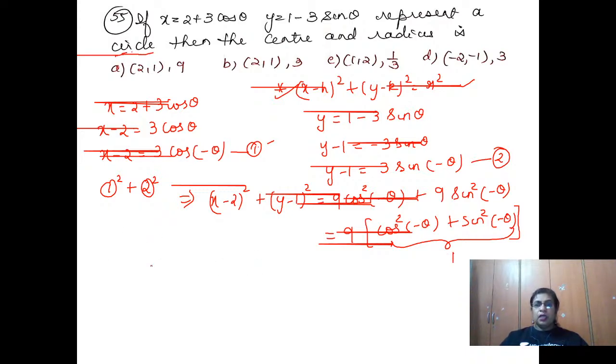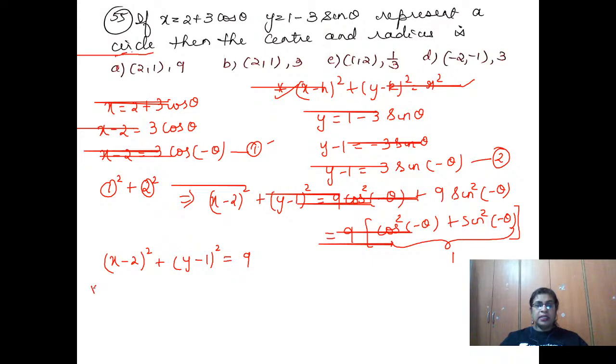So what we have reached here: x minus 2 the whole square plus y minus 1 the whole square is equal to 9, because cos square theta plus sin square theta is equal to 1.